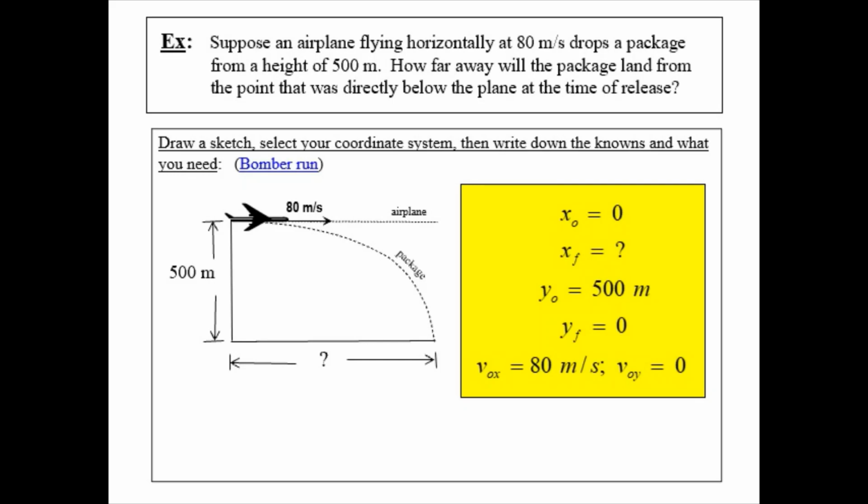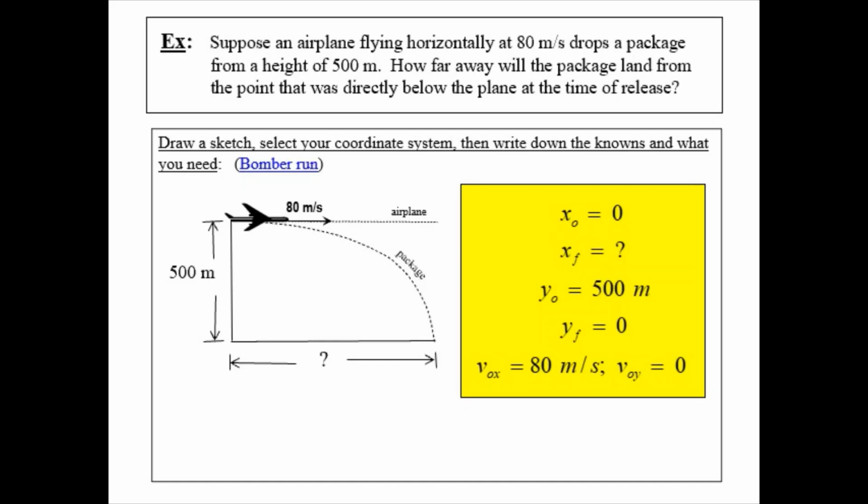How far down range does this package land? I chose y original as 500. That makes y final, where the package lands, 0. If you'd have chosen y0 as 0, then what would y final be? It would be negative 500, right? So in other words, y original has to be 500 units positive more than y final in this case. Y original is above y final by 500 meters.